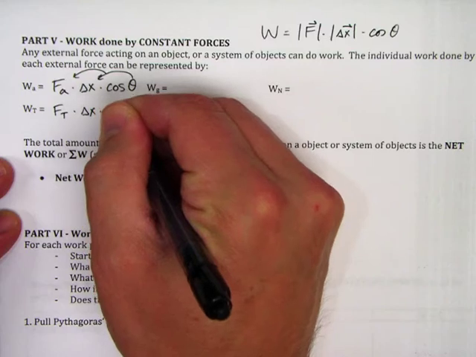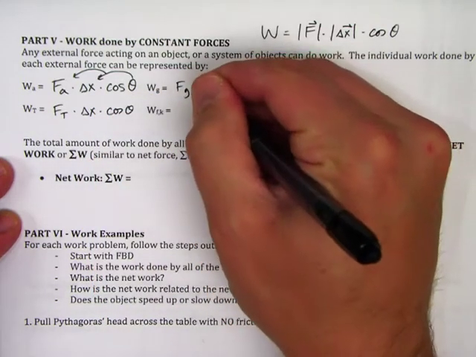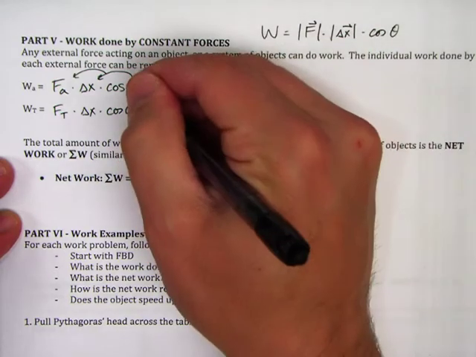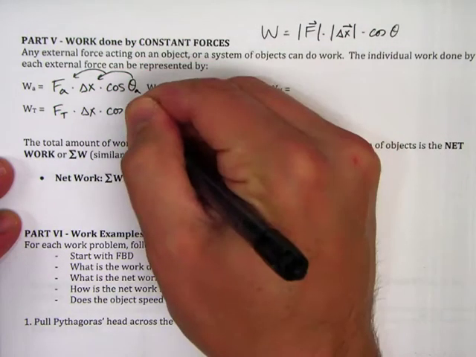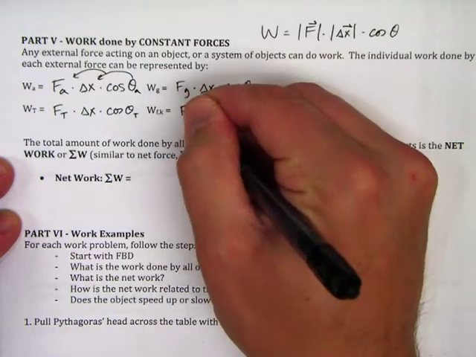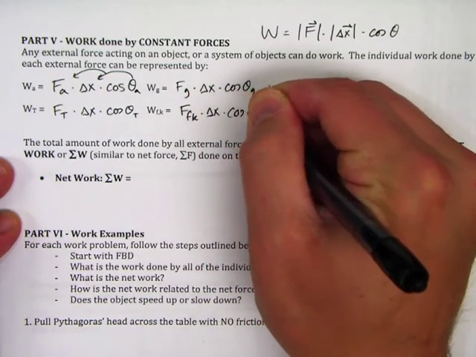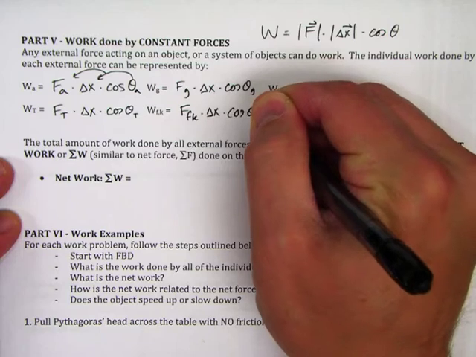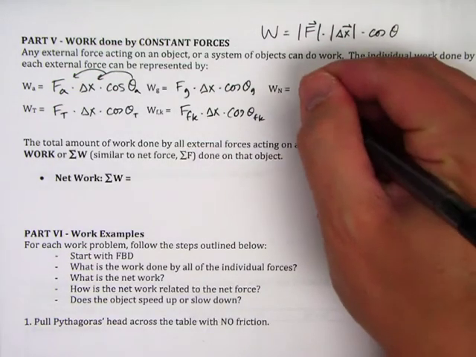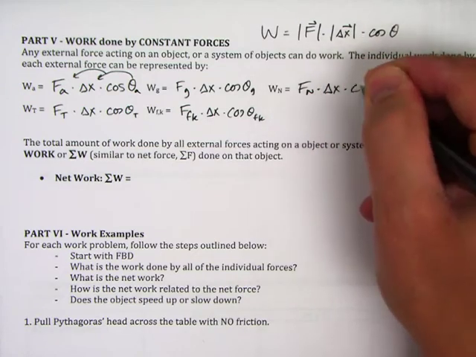Now the thetas might change because the angle between the displacement and each given force isn't necessarily the same. So let's call this theta A, theta T, theta G, just so we recognize that these are potentially different. And so one approach to finding the total work is find the individual work done by all the forces acting on the object and then add them together.